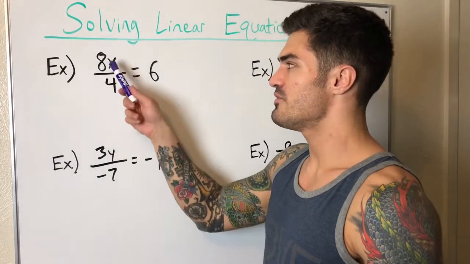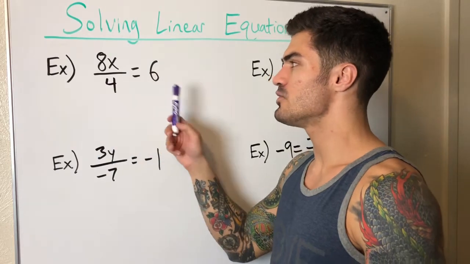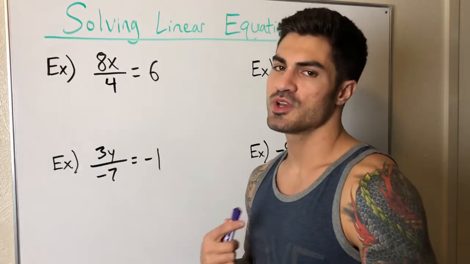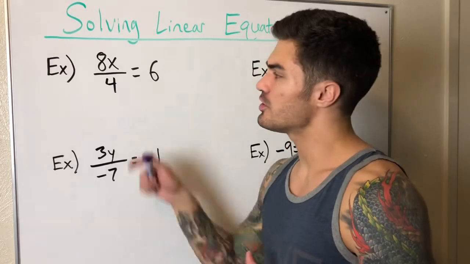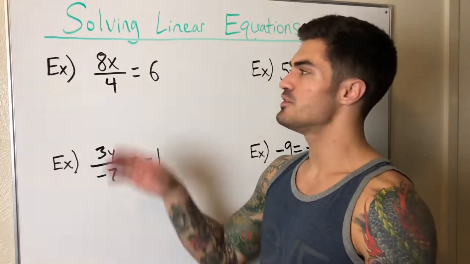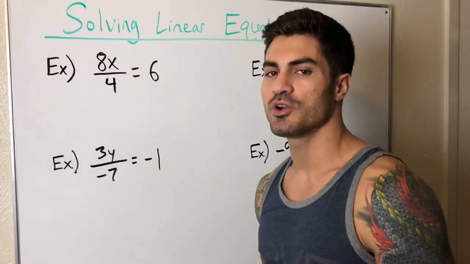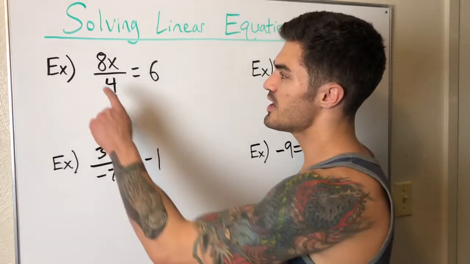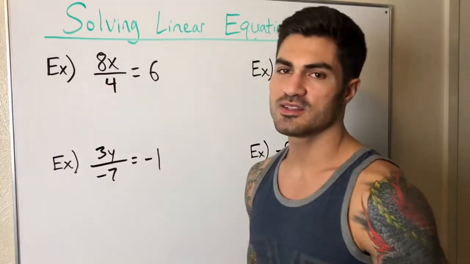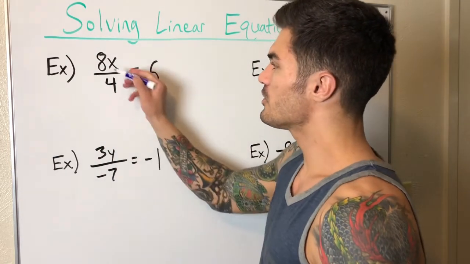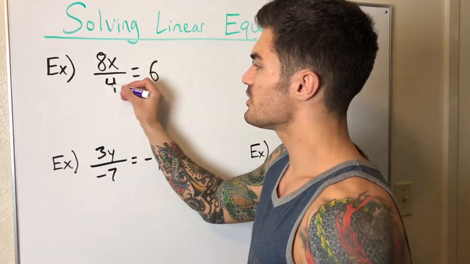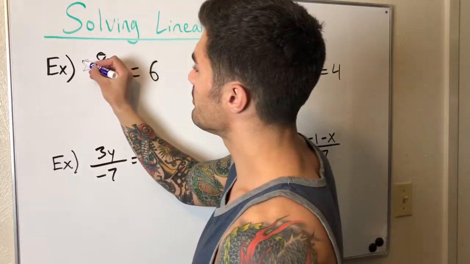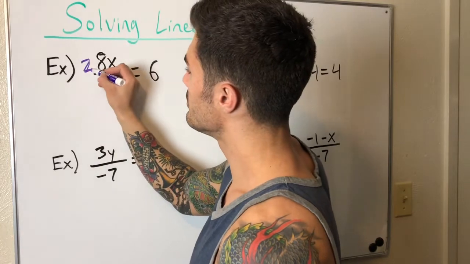Alright, for this example, we have 8x over 4 equals 6. The first thing you may think to do is multiply both sides by 4. And that would work. You can multiply both sides by 4, and then divide both sides by 8, and you get the right answer. But there's a shorter way to do it, and that's to notice that 8 over 4 can simplify, right? 4 goes into 8 2 times. So I can cross out the 4, cross out the 8, and I'm left with 2. Right?